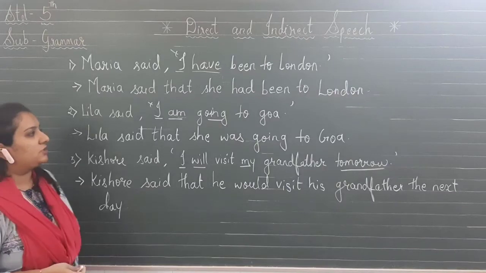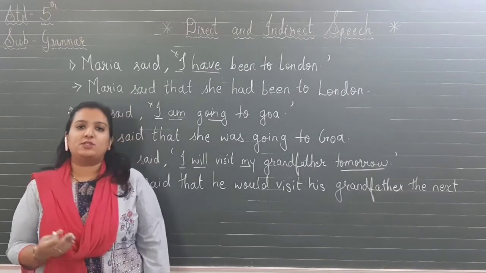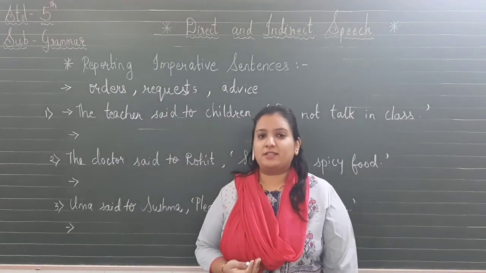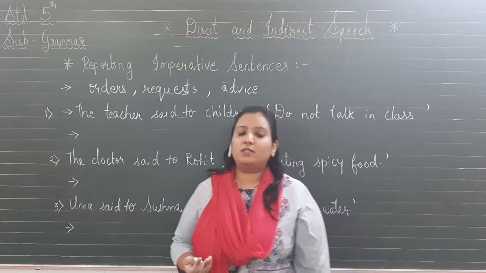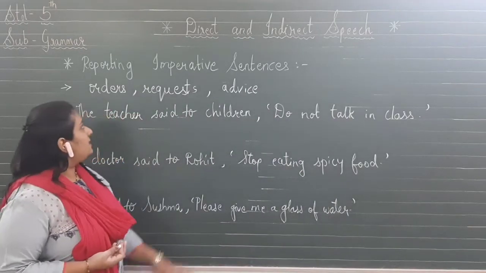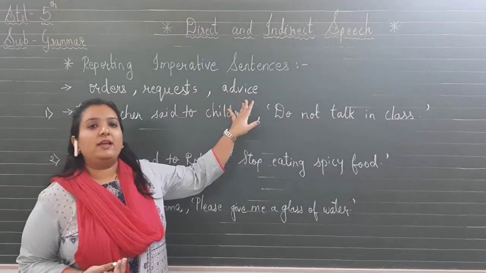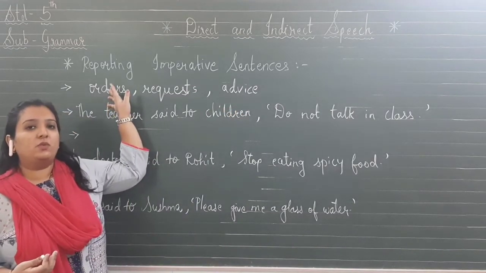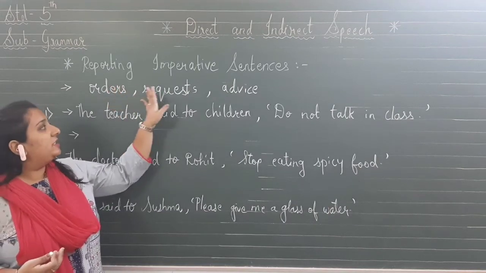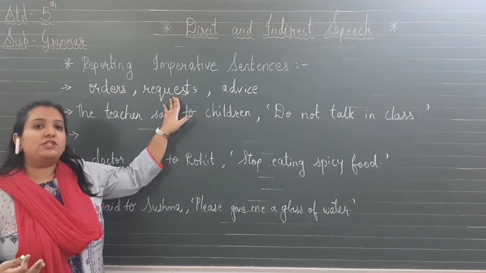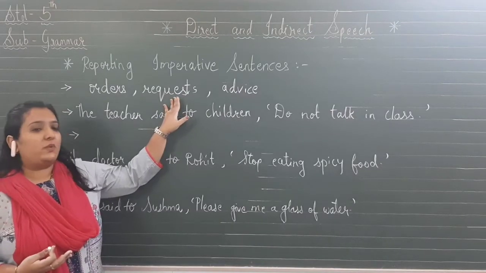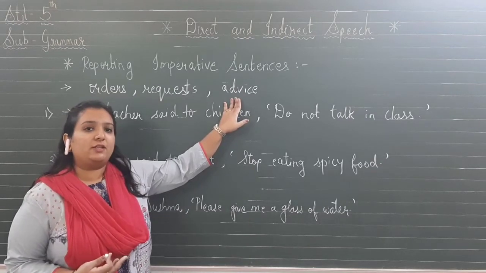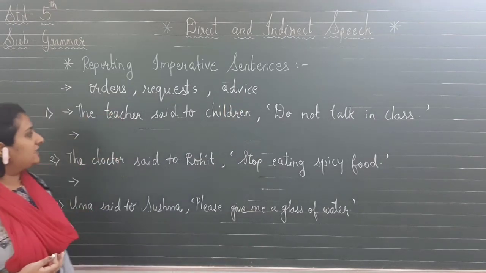So I hope you have understood how to make the changes from direct to indirect statements. Now students, we will learn imperative sentences. We all have learned imperative sentences: orders, requests or advice. If the statement is carrying an order, we will change the reporting verb "said" to "ordered." If it is carrying a request, we will change "said" to "requested." And if it is carrying advice, we will change "said" to "advised." Now let us look at examples.